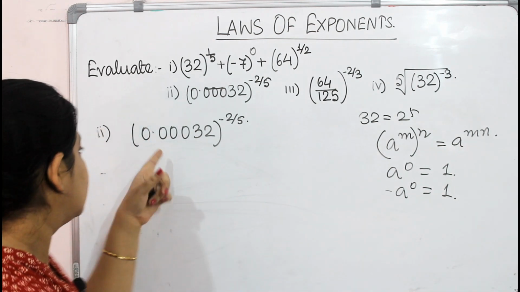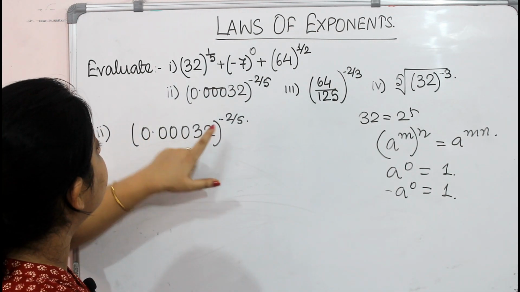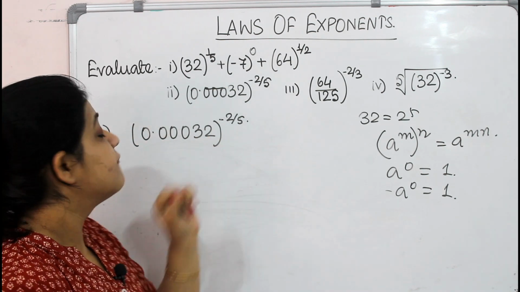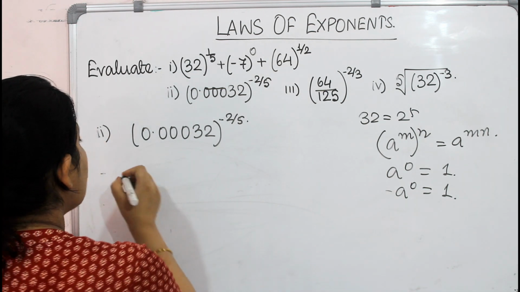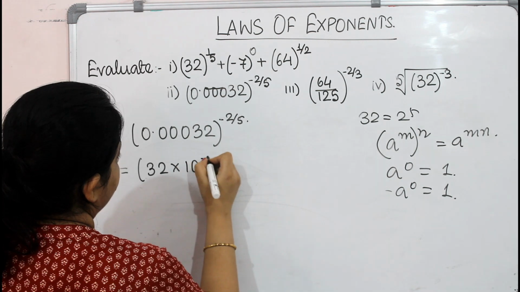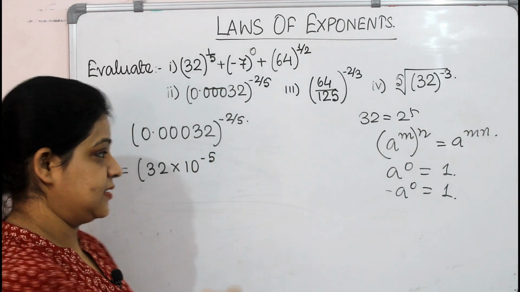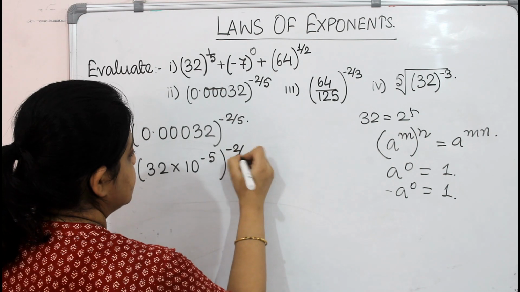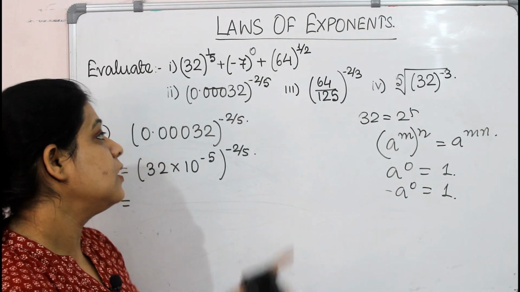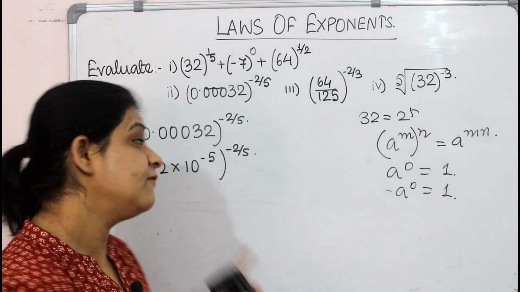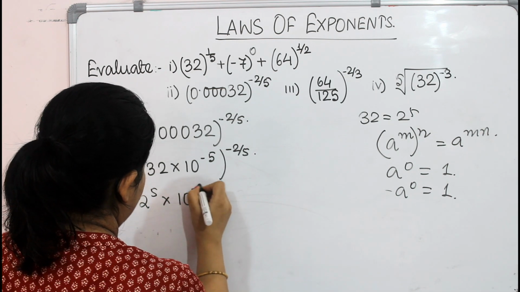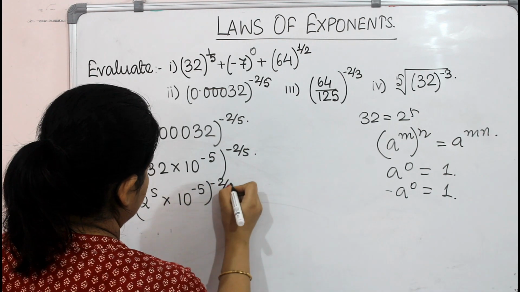But here you see 1 2 3 4 5. So after the decimal, 5 digits are there. So for this, what you can do is write 32 into 10 to the power of minus 5, to the power of minus 2 by 5. So 32, let us bring 32 in terms of power. So 32 is 2 to the power of 5. So 2 to the power of 5 into 10 to the power of minus 5, to the power of minus 2 by 5.